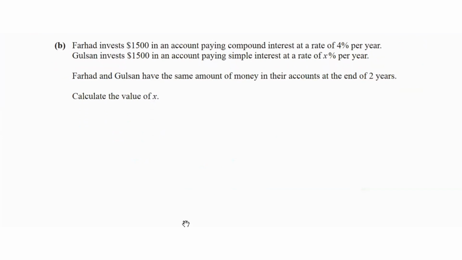Farhat invests $1,500 in an account paying compound interest at a rate of 4% per year. Wilson invests $1,500 in an account paying simple interest at a rate of X% per year. So if we highlight this information, this is for compound interest, this is simple interest. Both are different. Farhat and Wilson have the same amount of money in their accounts at the end of 2 years. Calculate the value of X.